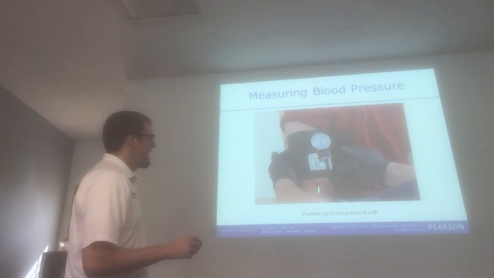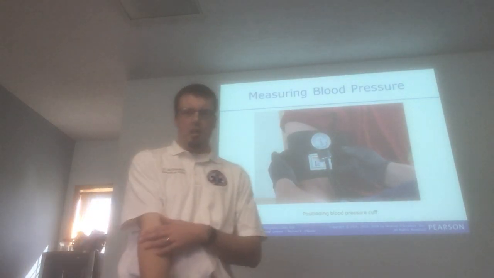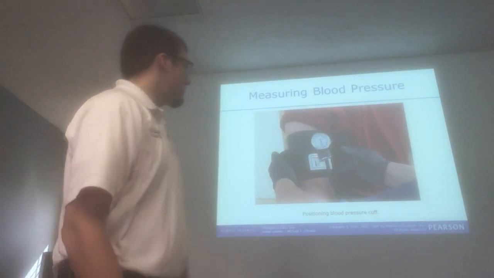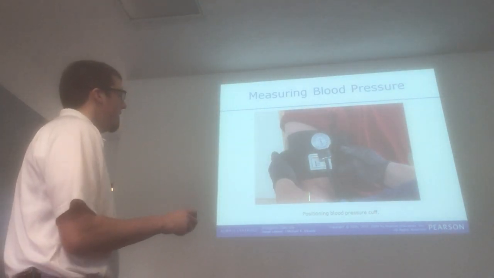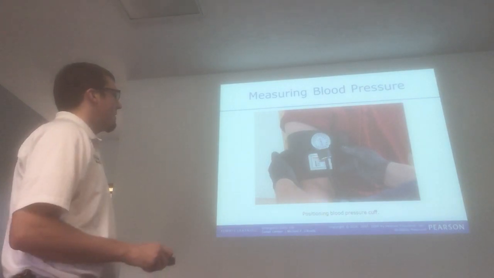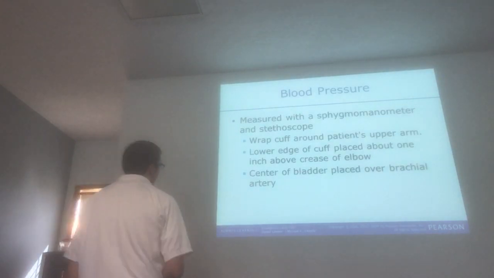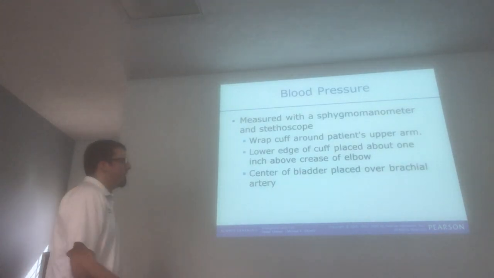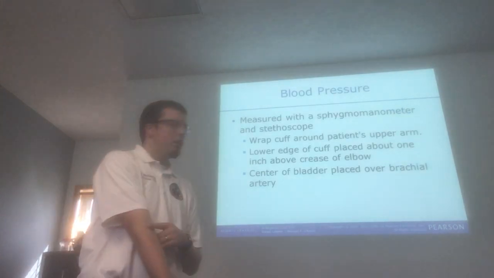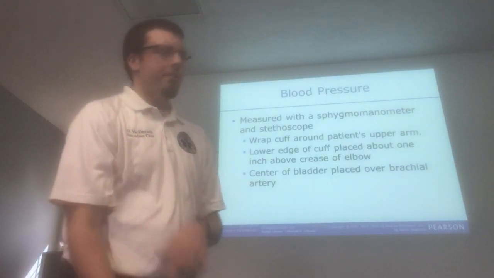These blood pressure cuffs have artery markers that should be trying to go kind of in line with your arteries, okay? So we want to also make sure that the cuff lines up with the artery as best as possible, and then it's the right size cuff for the patient. I'm going to wrap the cuff around the patient's upper arm. The lower edge of the cuff should be placed about 1 inch above the crease of the elbow. The center of the bladder placed over the brachial artery, okay?